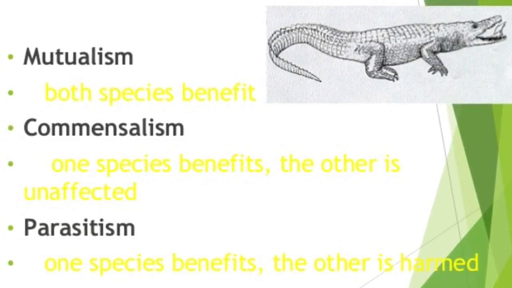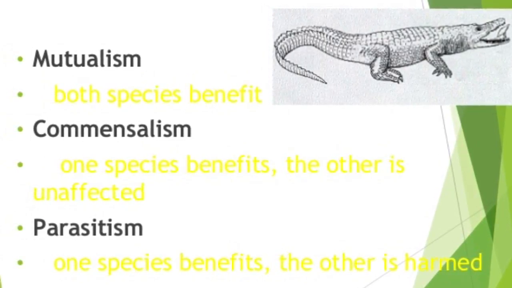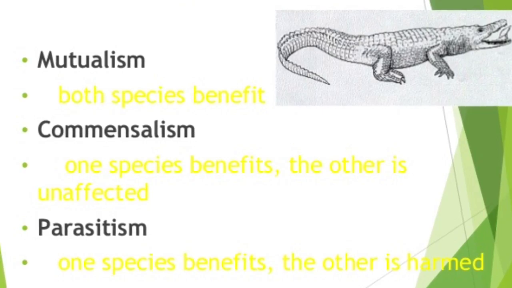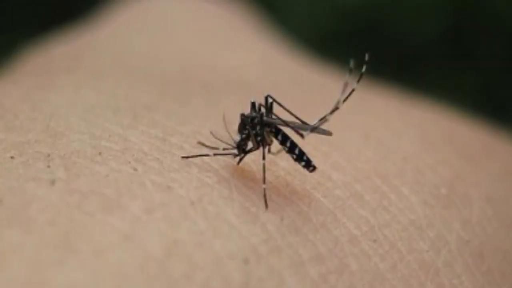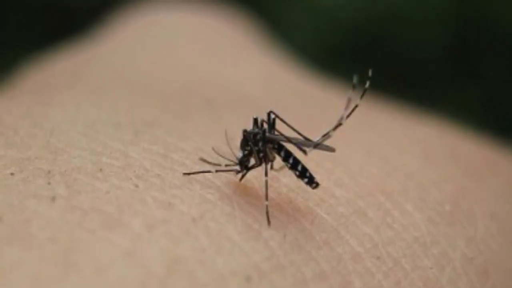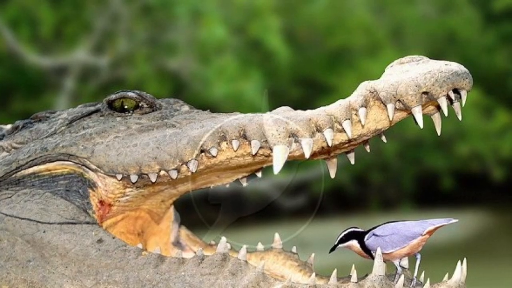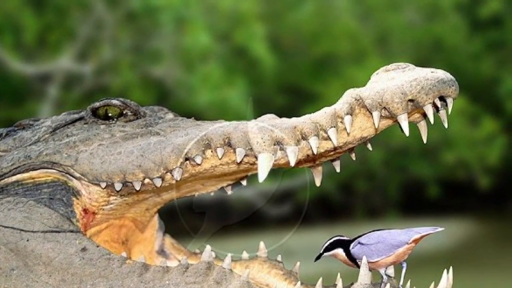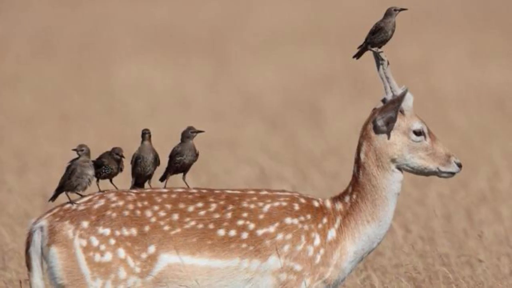There are three types of symbiotic relationships. The three types are parasitism, mutualism, and commensalism. Parasitism means a relationship between two species in which one species, the parasite, benefits from the other species, the host, which is harmed. Mutualism means a relationship between two species in which both species benefit.